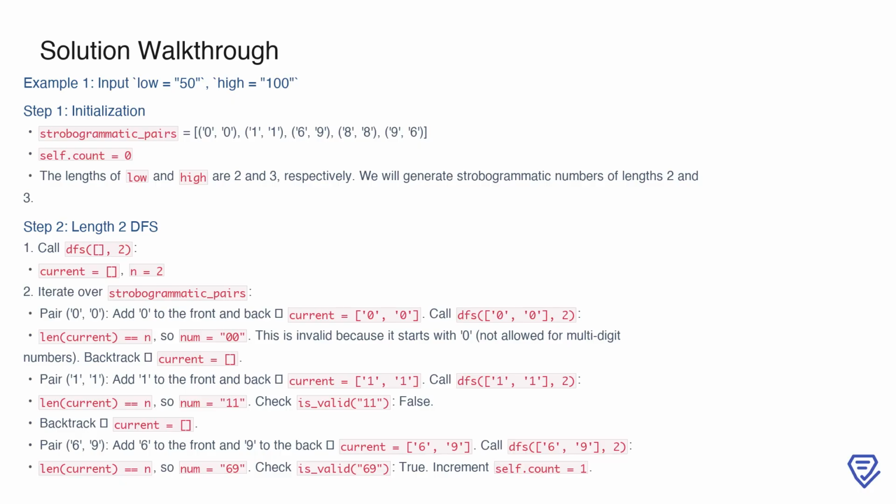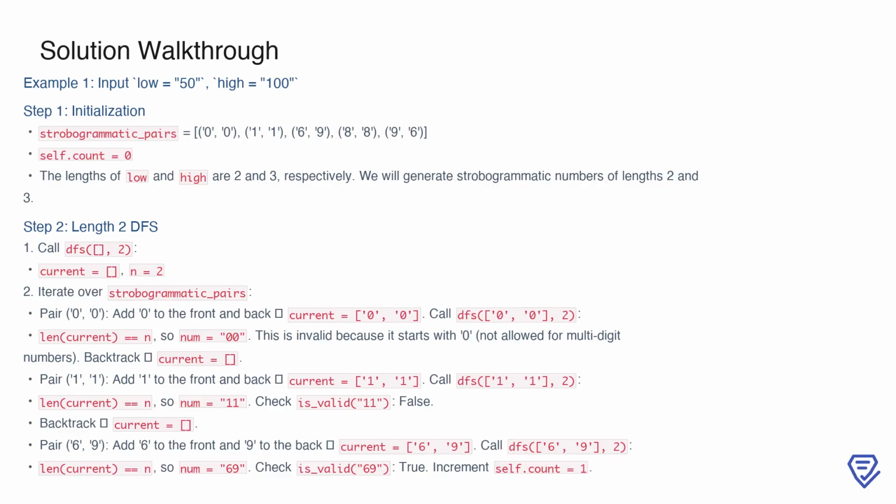We start by initializing some key variables. First, we define strobogrammatic underscore pairs, which are digit pairs that remain valid when rotated 180 degrees. These pairs include 0, 0, 1, 1, 6, 9, 8, 8, and 9, 6. We also set self.count to 0, which will keep track of the total number of valid strobogrammatic numbers we find.